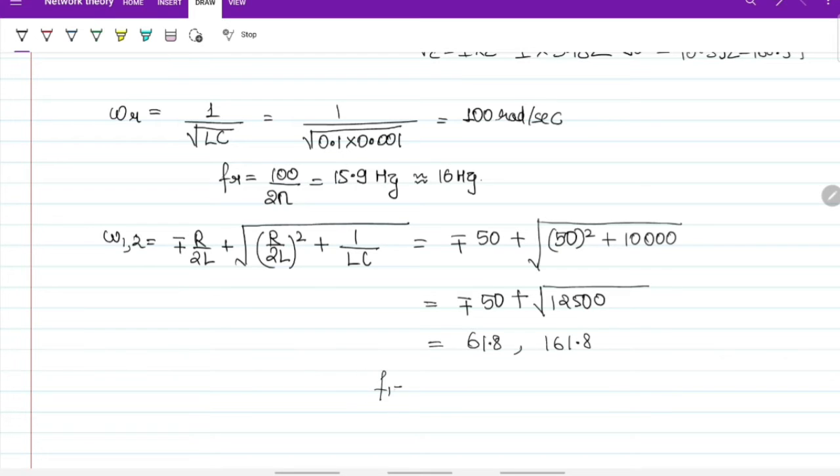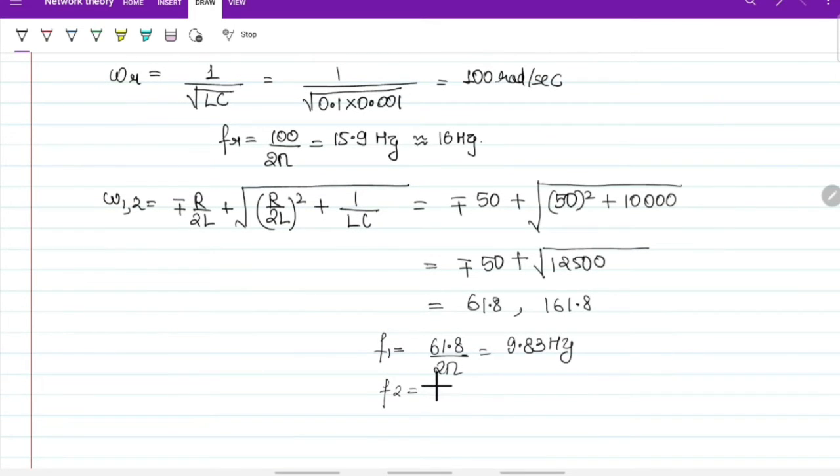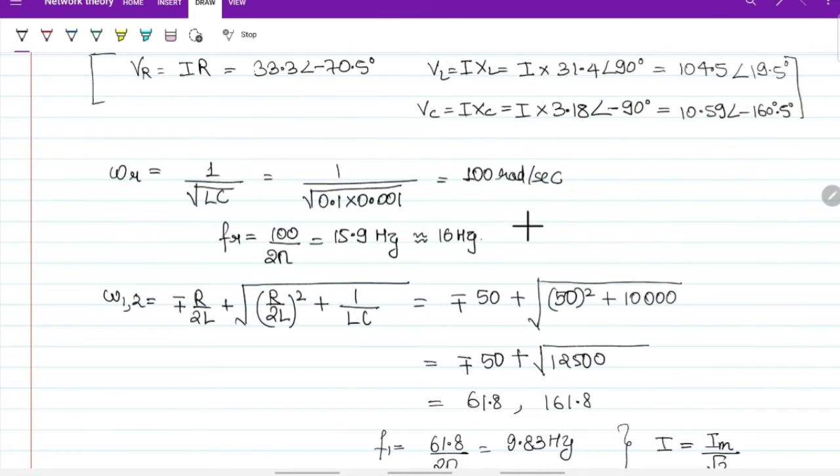So F1 will be 61.8 divided by 2 pi, you will get 9.83 Hertz, and F2 will be 161.8 divided by 2 pi, you will get 25.75 Hertz. And at this frequency our current should be equal to Im by root 2, right? And at resonance frequency, your current will be equal to Im.